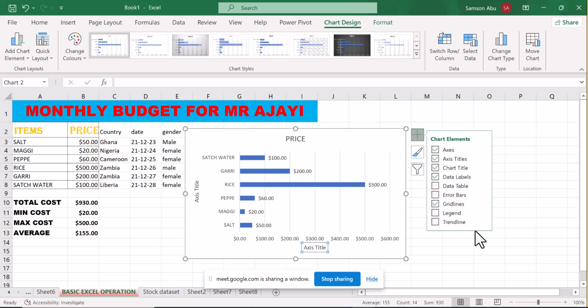Now you see that your chart has a grid line. If we don't want the grid line, you just uncheck the checkbox by clicking on it. So you notice that the grid line is no longer there. Then if you want a legend, you can see there's a legend. If you want trend, this is trend. I'll be using that when we get to relationship, but I'm not going to use it here now.